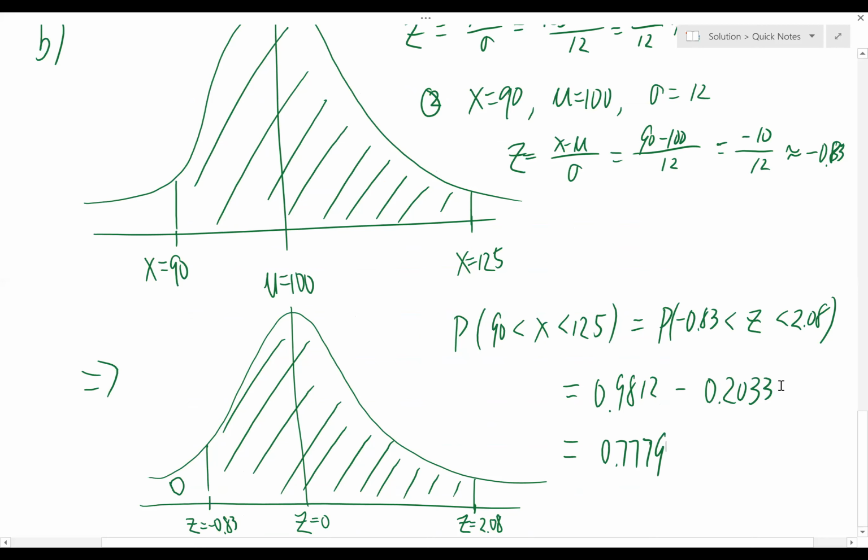And that's basically what that is. And that's the area we're looking for, right? So it's about 77.79% of the adults have an IQ score between 90 and 125. So this is very useful in terms of providing the information for the general public.